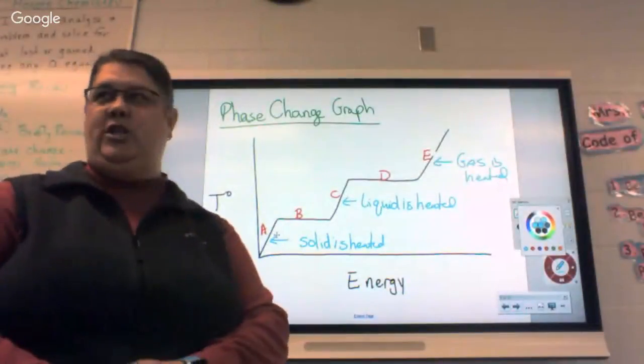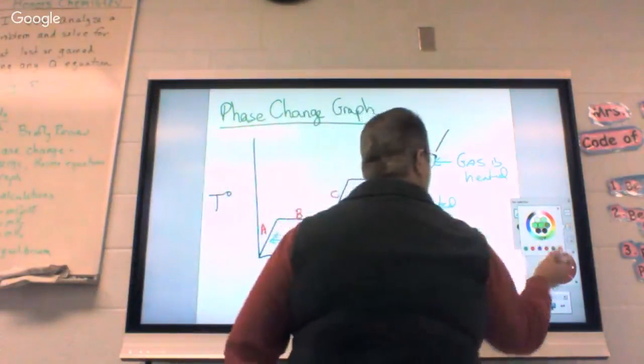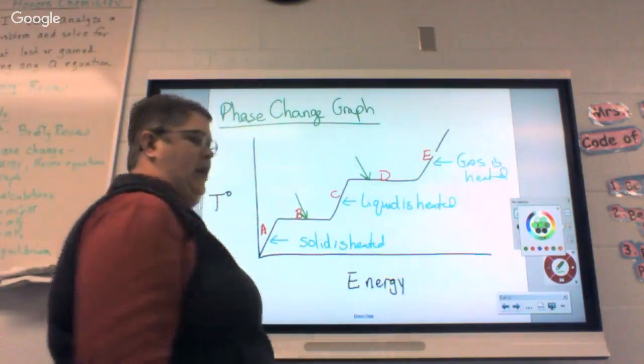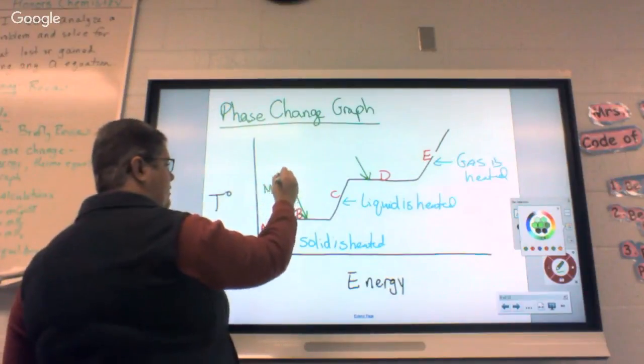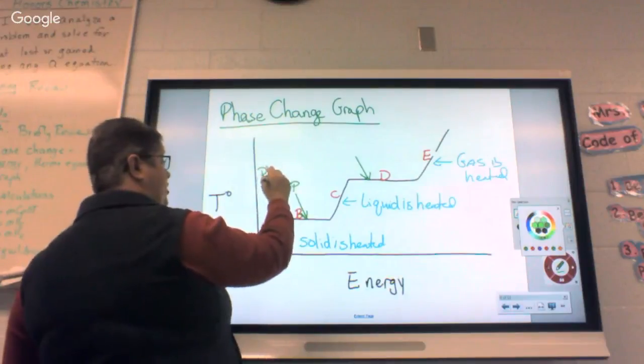Okay? They're not changing states. They're being heated. Now, D and B are your phase changes. B is your melting point and your freezing point. It is your phase change.